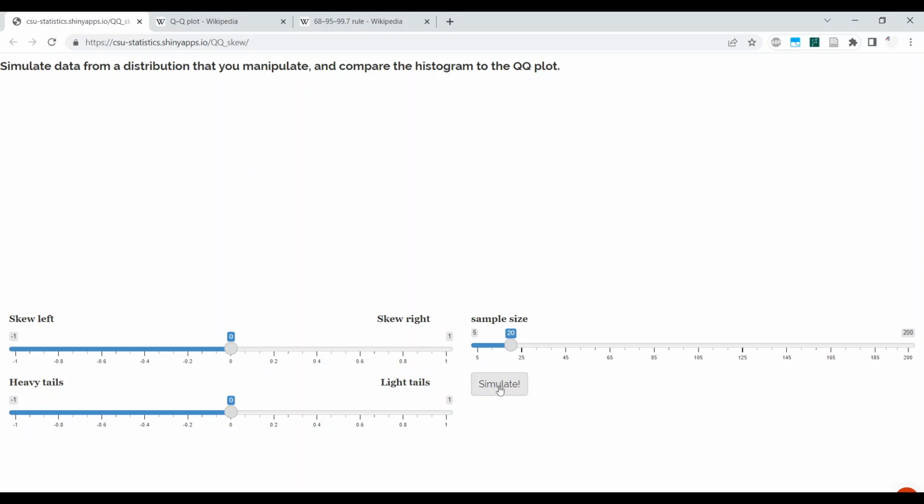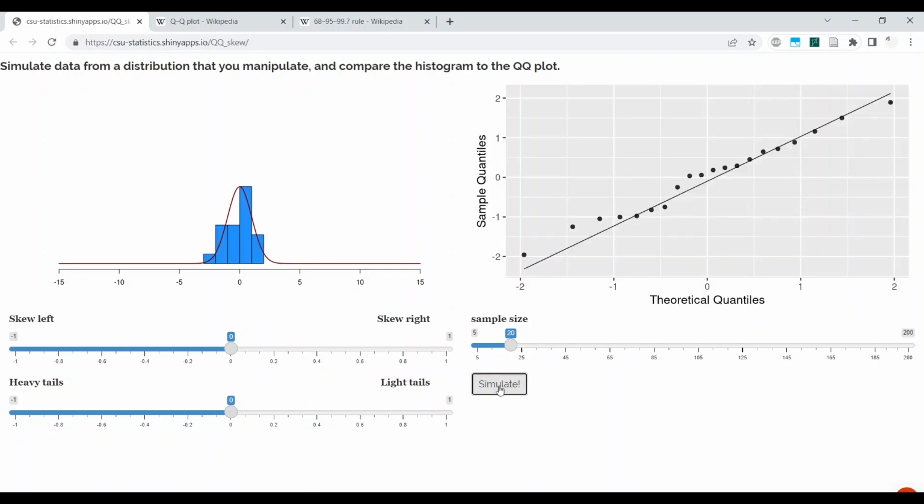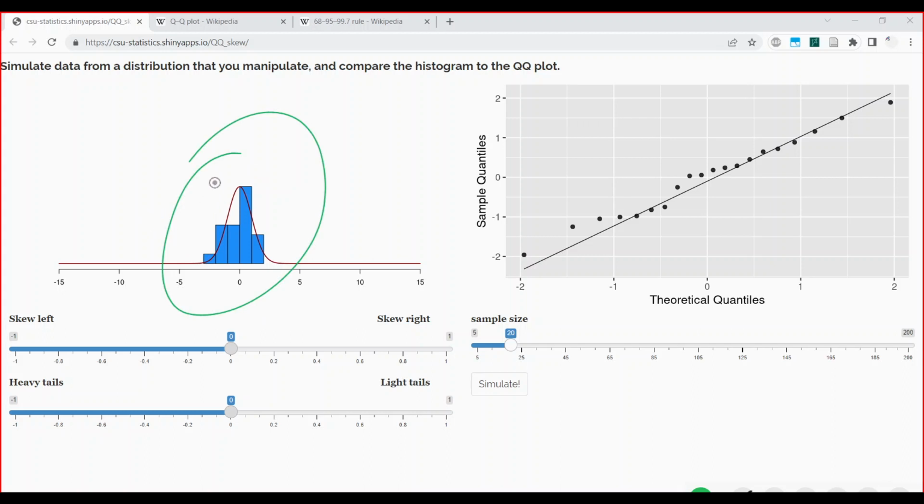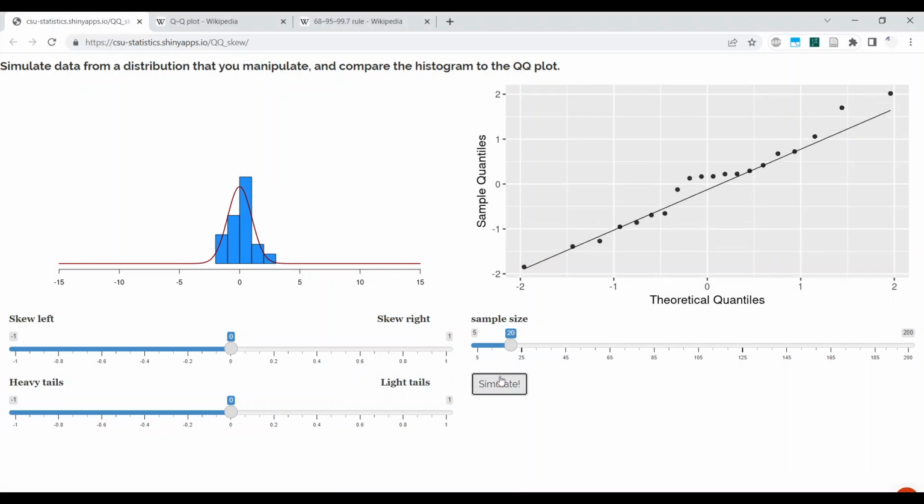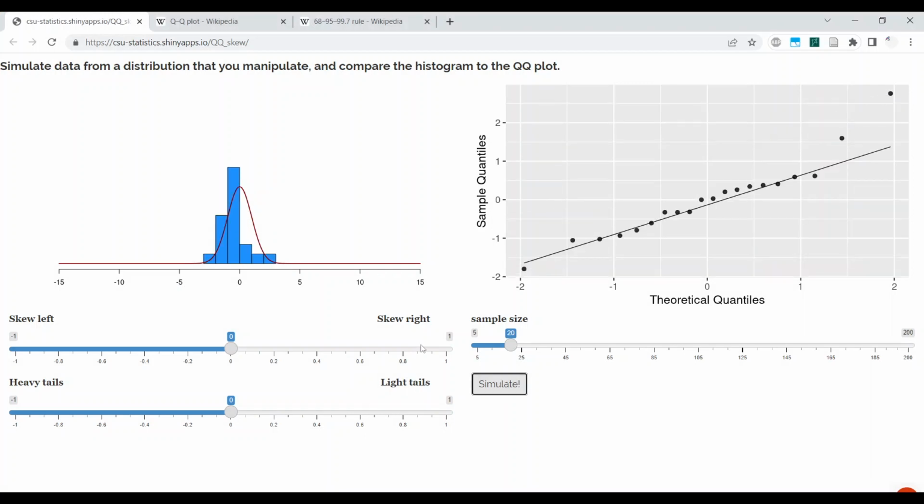So, a QQ plot is a tool for comparing the distribution of your data to some other distribution. So, usually a normal distribution. In this case, that's what it is. In this app, what we have is a plot over here. There's a normal distribution superimposed. There's a histogram of the data that we just generated. Every time I hit simulate, it makes some new data, and we know that these data came from a normal distribution because I've zeroed out the skewedness and tail parameters here.